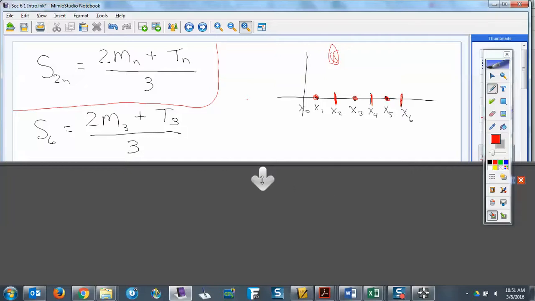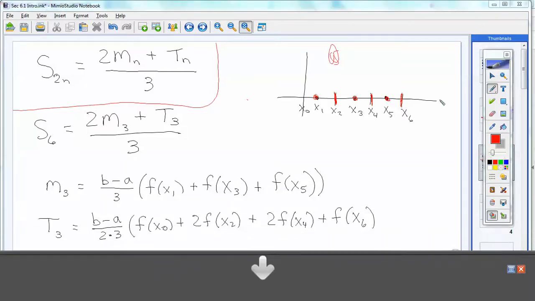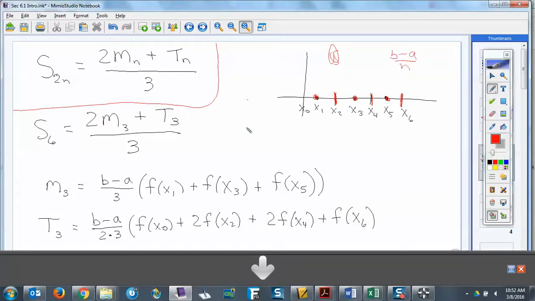Now let's take a look at what happens here. This is the part you don't have to write down. So here I've written out an M3 for that number line up there. Makes sense? You see how X1's a midpoint, X3's a midpoint, X5's a midpoint? And then B minus A divided by 3. B minus A over N is our subdivision. So B minus A over N, and I'm doing 3 of them, so it's B minus A over 3. So that's a midpoint.